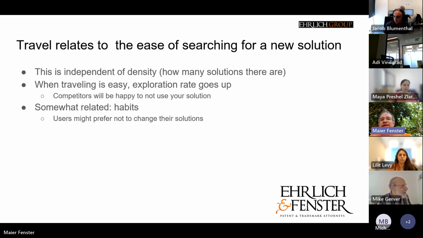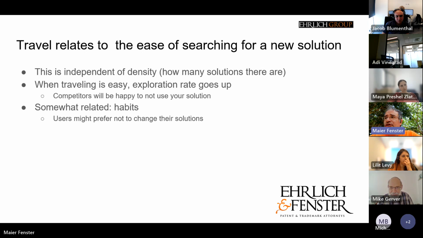What I call travel means how easy it is to search for a new solution. I want to point out this is independent of the question of how many solutions there are. There could be a lot of solutions, but it's very difficult to move from one to the other. There can be a few solutions, and it's very easy to move from one to another. The way I see it, when traveling is easy, the exploration rate in the field will go up. And that means that at least your more sophisticated competitors will be very happy not to copy your solution.